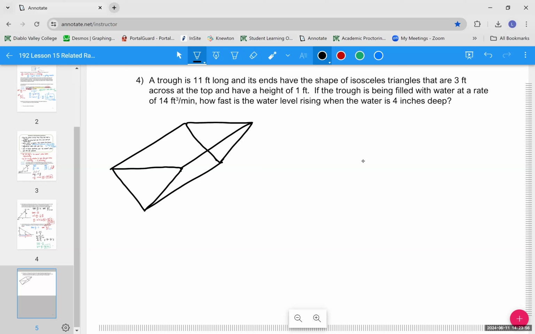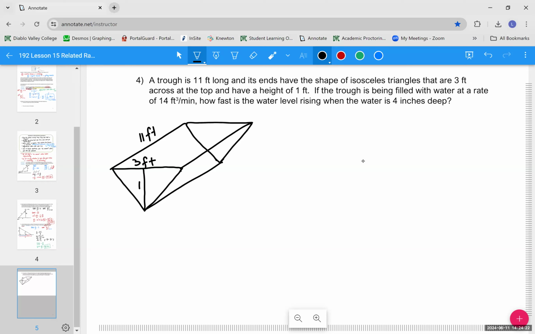Let's see. 11 feet long and 3 feet across the top and a height of 1 foot. Yeah, I definitely did not draw this to scale. That's okay. All right, so that's what it looks like.